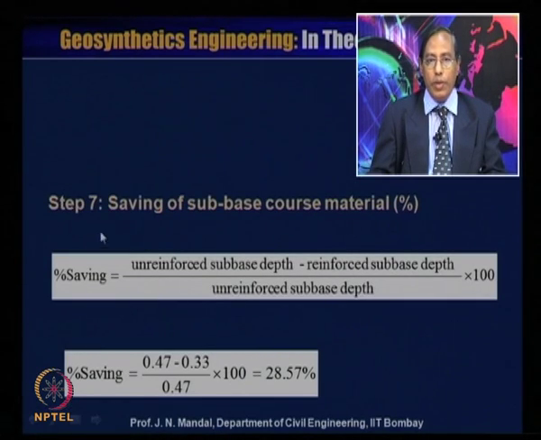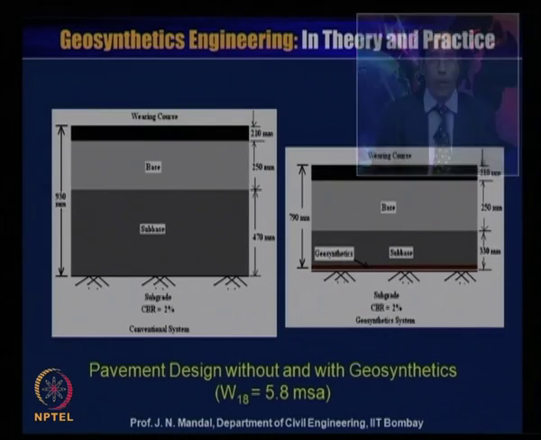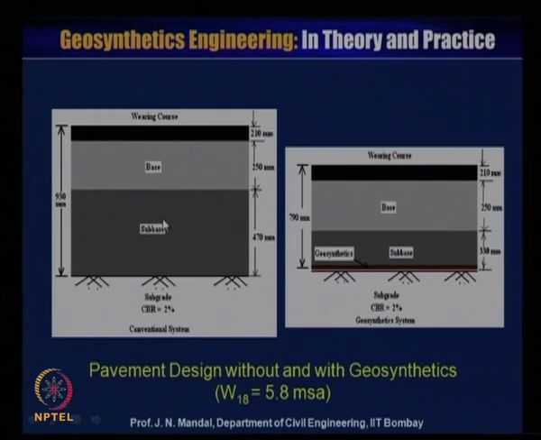Step 7, saving of the subbase course material. The percentage of saving is unreinforced subbase depth minus reinforced subbase depth divided by unreinforced subbase depth into 100. That is percentage of saving is 0.47 minus 0.33 divided by 0.47 into 100. You can see saving about 28.57%. This is the pavement design without and with geosynthetic material for W8 is equal to 5.8 SMA.